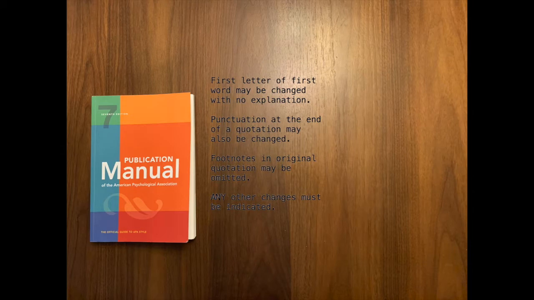APA 7th edition allows writers to make some small changes to direct quotations with no explanation. For example, the first letter of the first word may be changed to upper or lowercase to fit the sentence, and punctuation marks at the end of the quotation may be similarly changed. Footnotes can also be omitted. Any other changes must be explicitly indicated by the author.